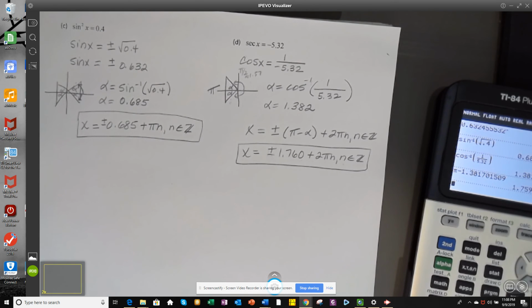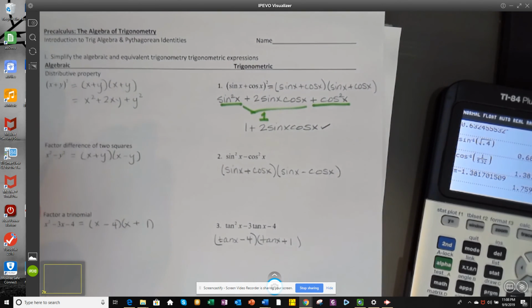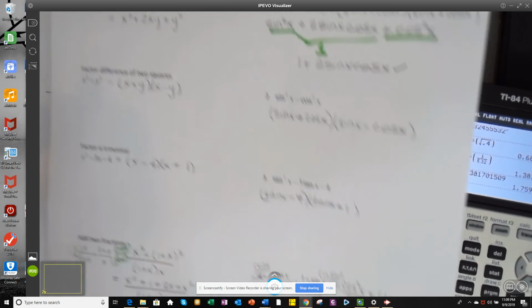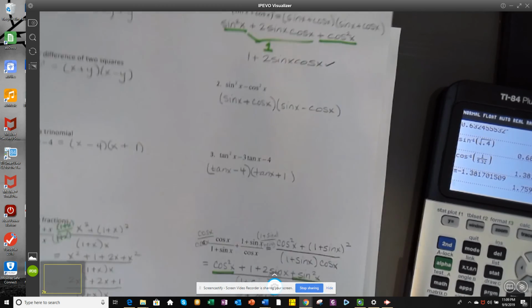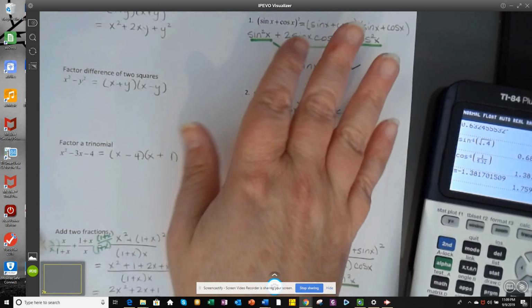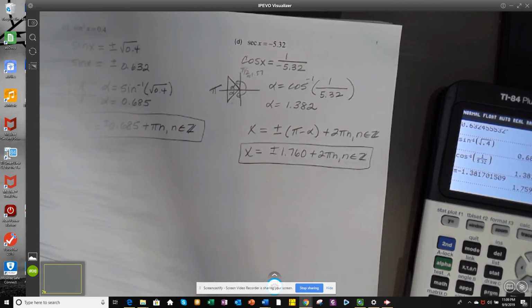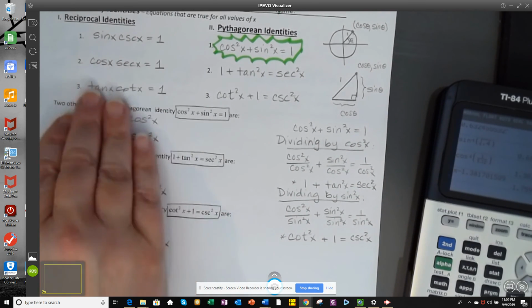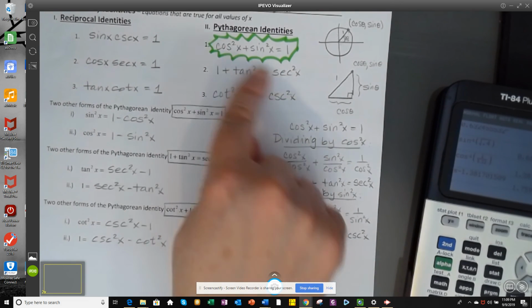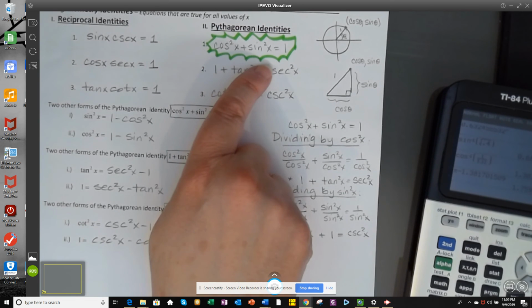Let's summarize really quickly. Introducing the algebra of trig, which means we can factor, we can expand, we can find common denominators, and we can use the conjugates, both with algebra and trig. And if we use it with trig, we'll simplify our expressions. We also learned about the reciprocal identities, where if you multiply two trig functions, you get 1. Those are really nice ones. Then we learned about the big one, which is what we generated from the unit circle: cosine squared x plus sine squared x equals 1.